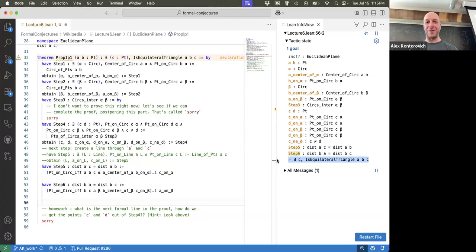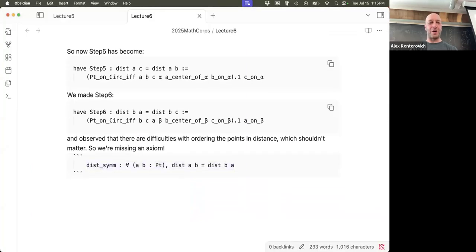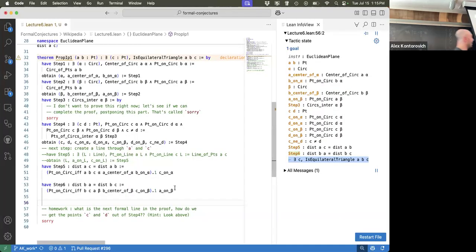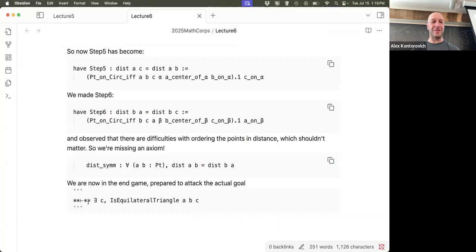Let me write down what's going on. We are now in the end game, prepared to attack the actual goal. So far, we've been building up our army. We've just been building up more and more facts, but we haven't actually been doing anything about the king. So the goal is this.